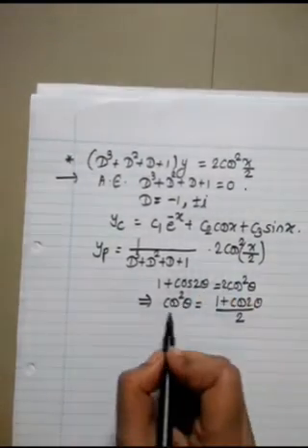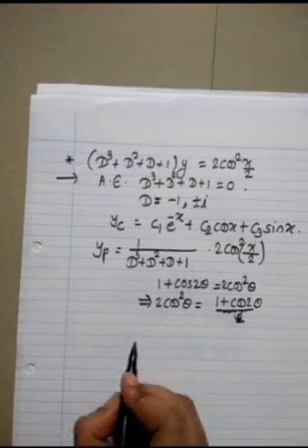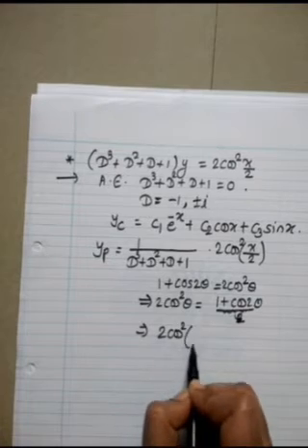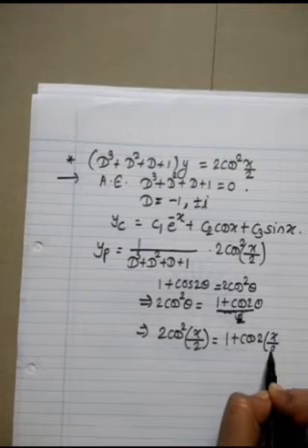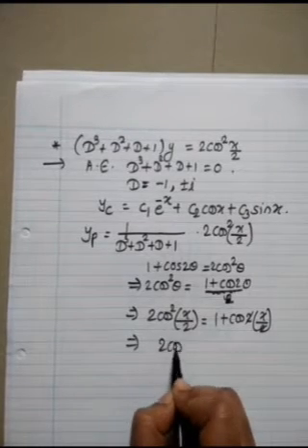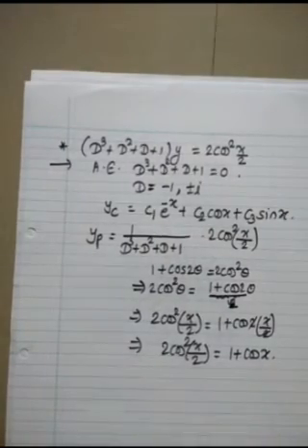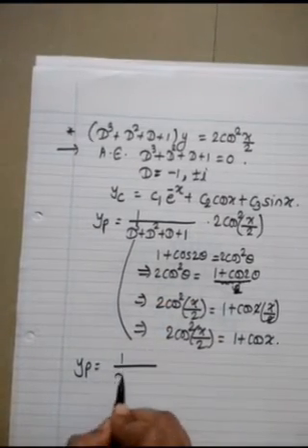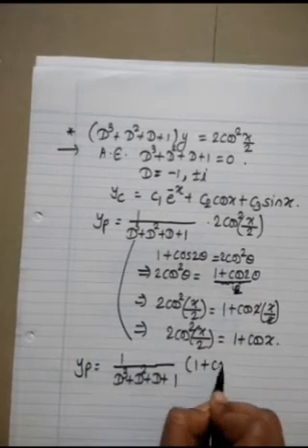We have the 2 in the formula, so leave the 2 here only; no need to write it there. So 2 cos square theta is 1 plus cos 2 theta. But your theta is now x by 2, so replace theta everywhere by x by 2. Then 2 theta becomes x, and the 2 gets cancelled. So 2 cos square x by 2 is equal to 1 plus cos x. For this term, substitute this. So yp is 1 upon (D cube plus D square plus D plus 1) into 1 plus cos x.